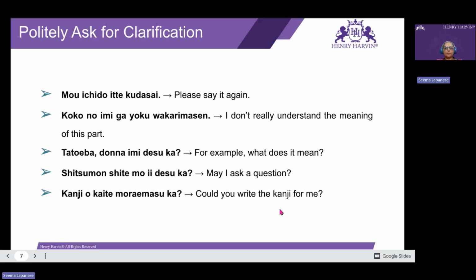Well, I'll speak the phrases once again for you. Mo ichido itte kudasai. Please say it again. Koko no imi ga yoku wakarimasen. I don't really understand the meaning of this part. Tatoeba, donna imi desu ka? For example, what does it mean? Shitsumon shite mo ii desu ka? May I ask a question? Kanji o kaite moraemasu ka? Could you write the kanji for me?